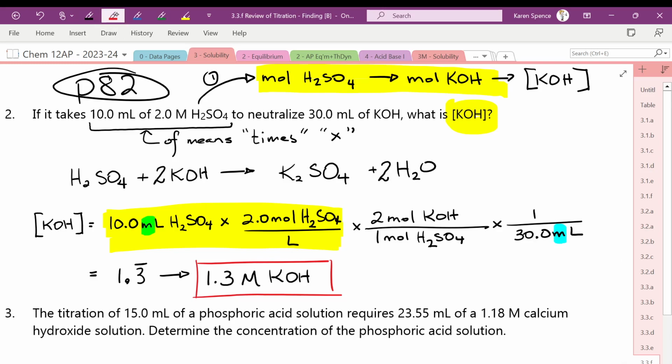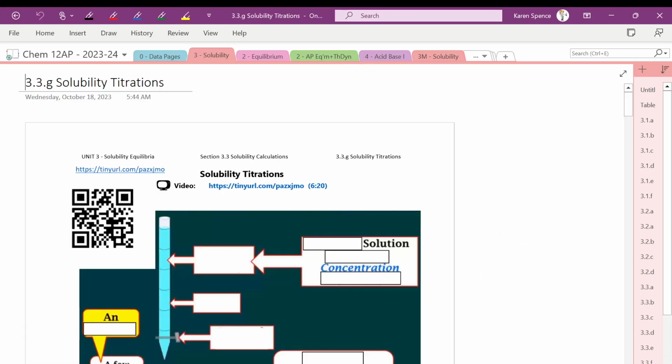And then finally, if I'm asked to find the concentration, that's going to be my moles over my liters. If you want to do it all in one line, you can by sticking a 1 and then dividing by your liters, or you can do it in a separate step. Is that good? Questions? Okay, that's going to take us on then to solubility titrations.